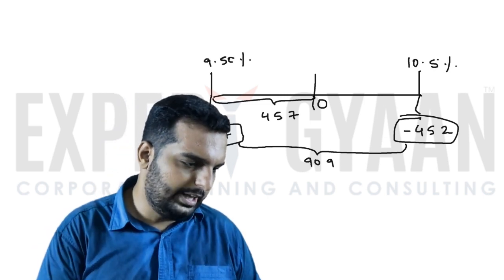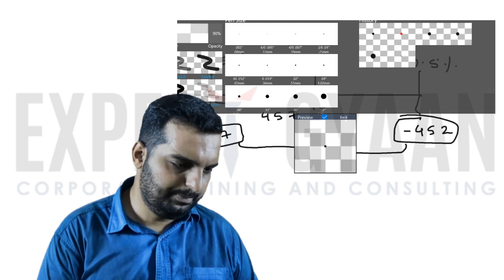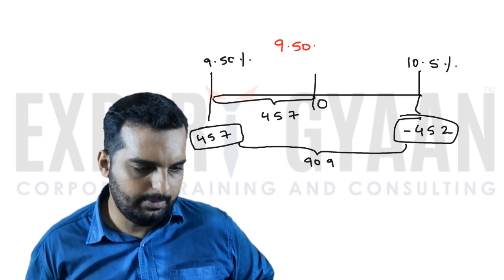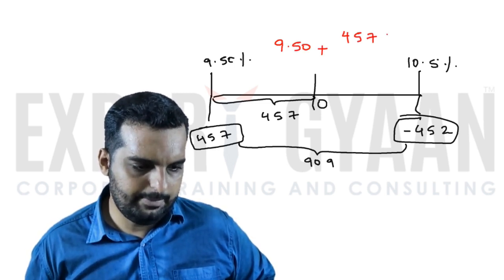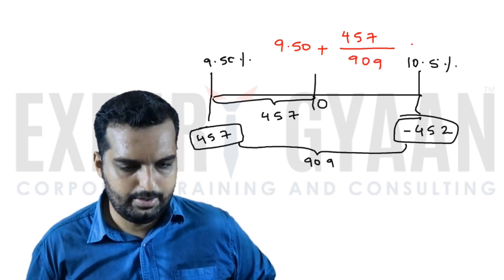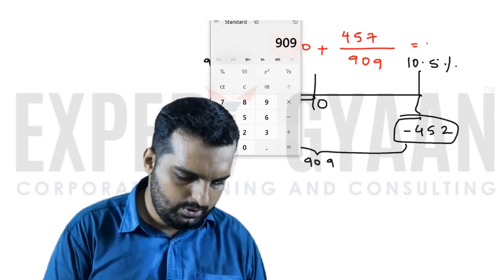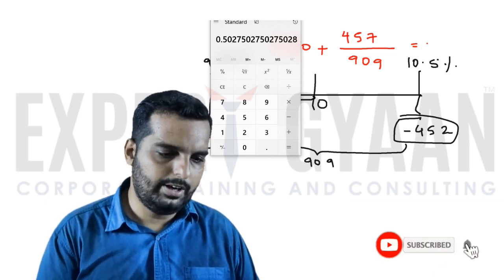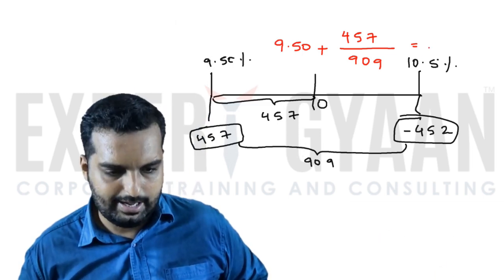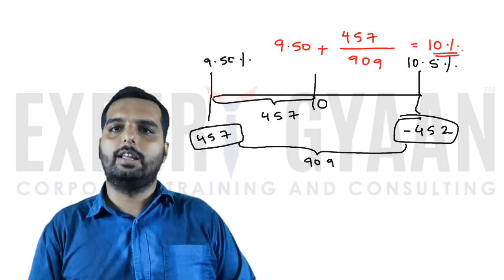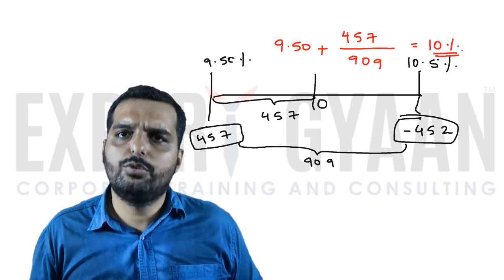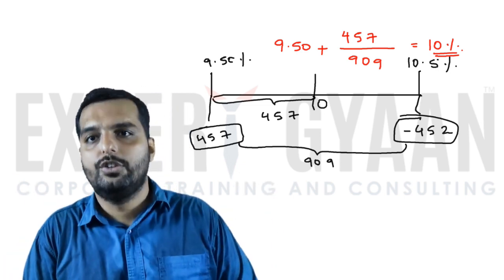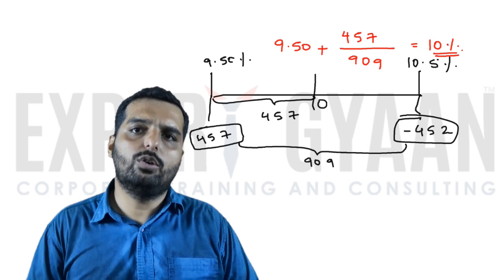Alright, so now we have to use something called interpolation. Let me use a different color just for convenience. So here the formula would be 9.50 plus 457 divided by 909. Let's check what's the answer I get. 457 divided by 909 will give me 0.5, plus 9.5. That will give me the answer as 10%. Is this not the same answer we got earlier using our common sense? So friends, IRR is nothing but the rate at which NPV becomes 0. I hope you are clear with the logic of IRR.